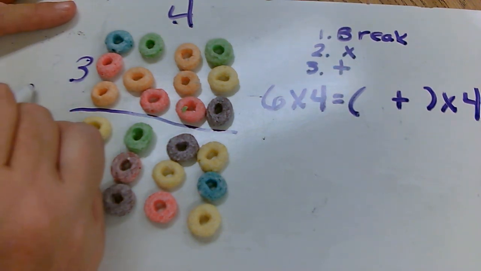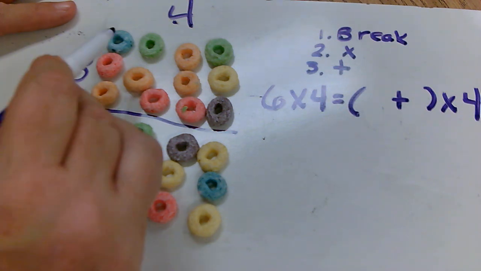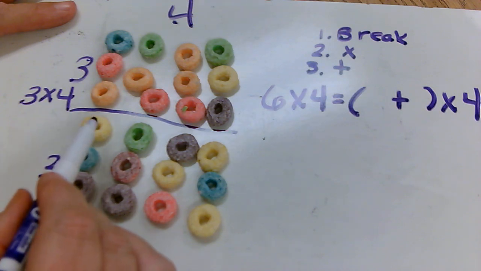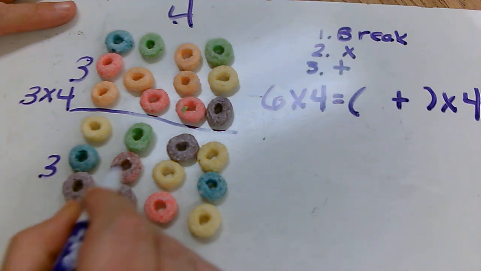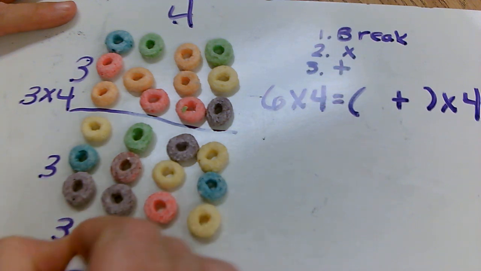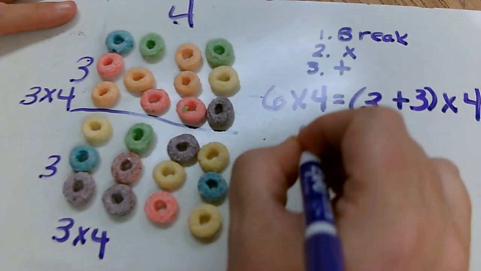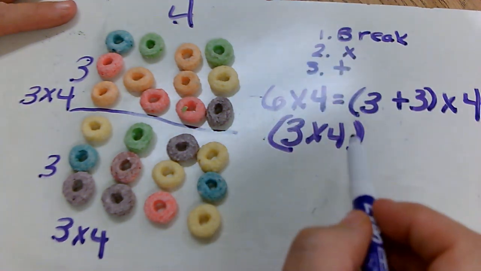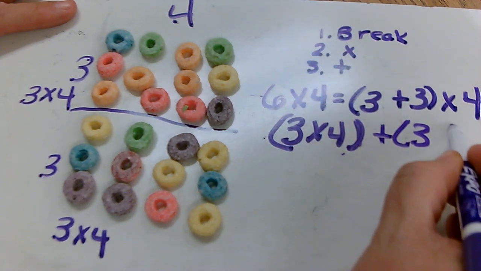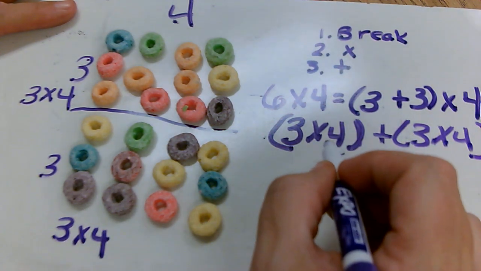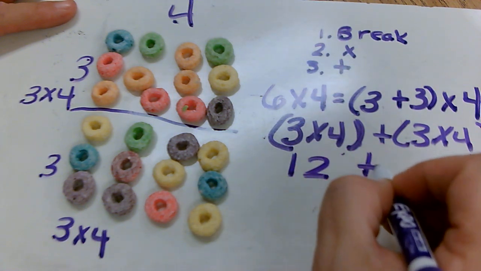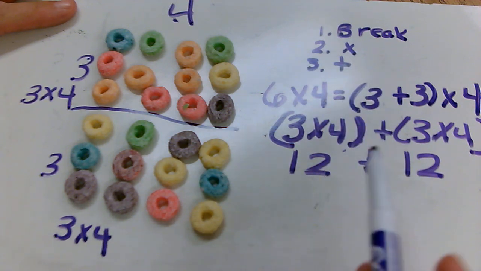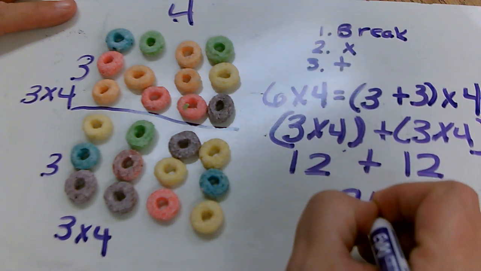So this is now 3 times 4, 1, 2, 3 times 4. 1, 2, 3, 4. This one is now 3 times 4. So I'm going to break it into a 3 and a 3. So I'm going to do my second step, which is to multiply. 3 times 4 plus 3 times 4. 3 times 4 is 12 plus 3 times 4 is 12. Now I'm going to do my last step, which is to add. 12 plus 12 is 24.